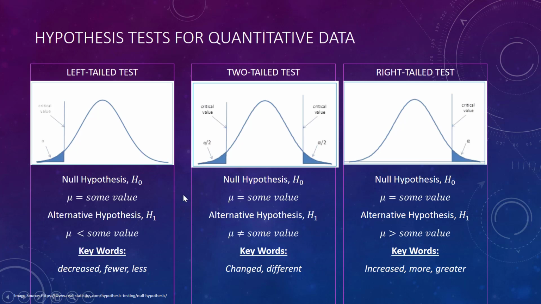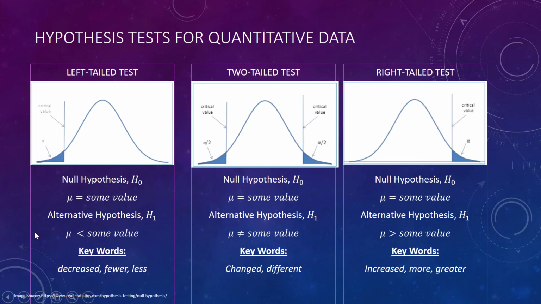Well, notice that everything is exactly the same except for the symbol. Now that we have quantitative data, we will be looking at a population mean and testing the truth value of the population mean based on some sample data that we are being given. So notice all of our null hypotheses are exactly the same. Mu equals some value. Again, they're the same regardless of whether we're doing a left-tailed, a right-tailed, or a two-tailed test. What changes is our alternative hypothesis.